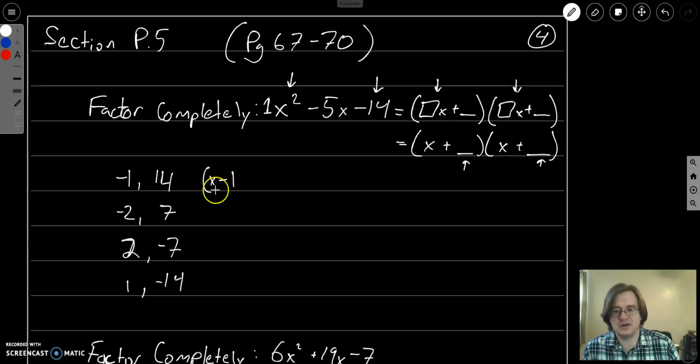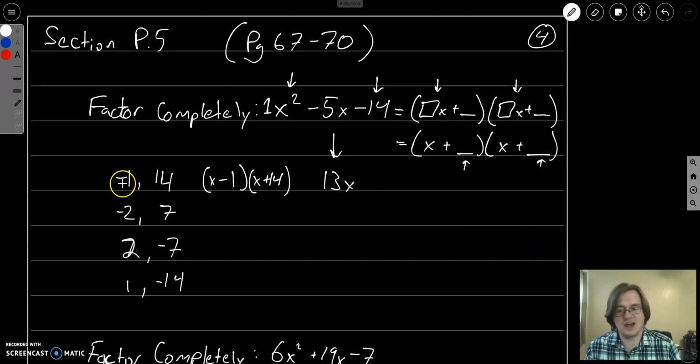x minus 1 times x plus 14, I know that the x times the x will give me the x squared. I know that the minus 1 and the 14 will give us the minus 14, but this middle term, I'll have 14x minus 1x will give us 13x, which is not correct. So we know that it's not these two coefficients. The same for minus 2 and plus 7.